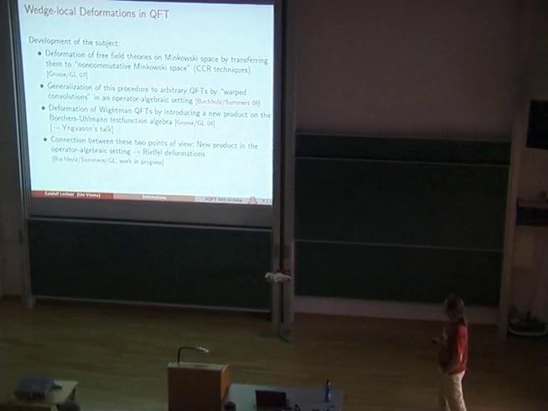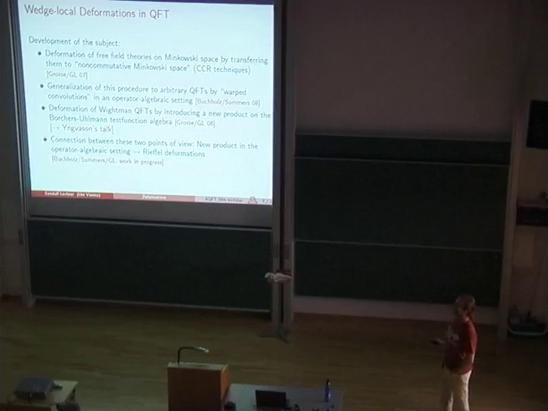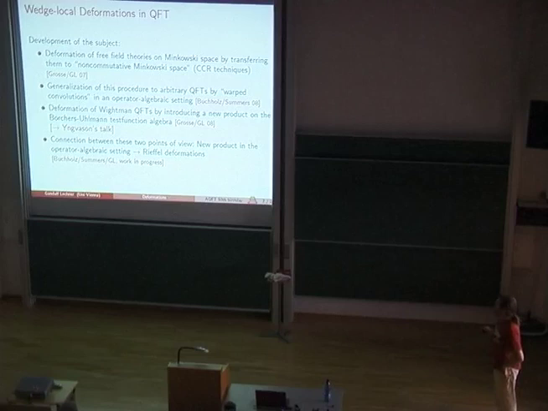Now we are in more or less final stages of this deformation, I hope, where we merge the two last points. We want an operator algebraic understanding of what's going on, and moreover, we discover that this can be understood by introducing a new product, not on the Borchers-Ullmann algebra, but on some sister algebra, the sister algebra B I mentioned. So this is a connection between these two points of view.